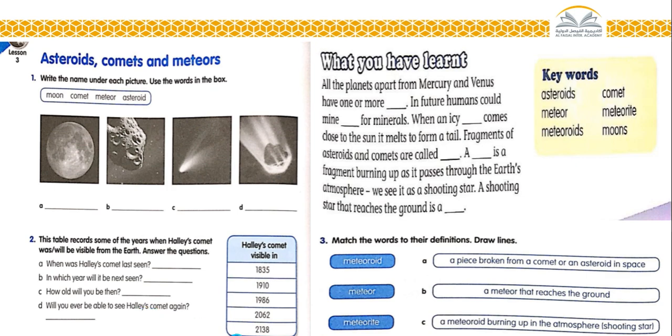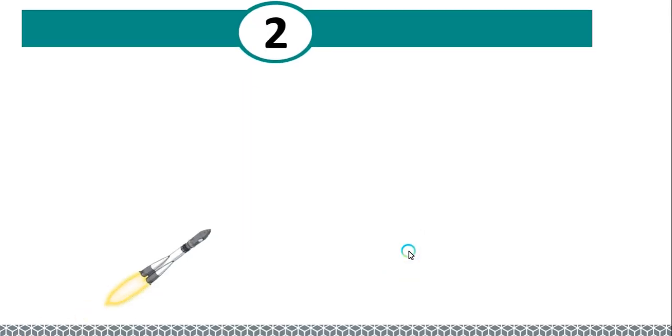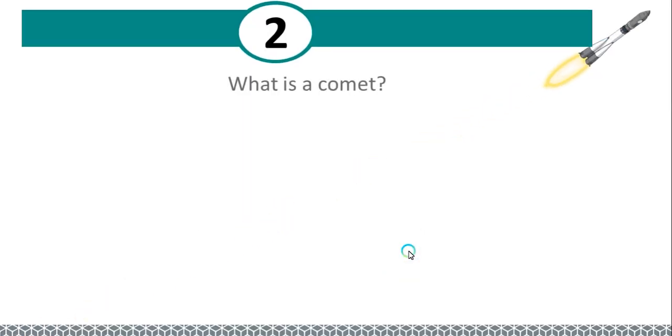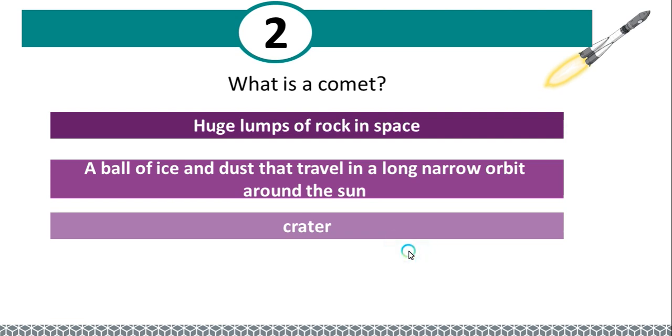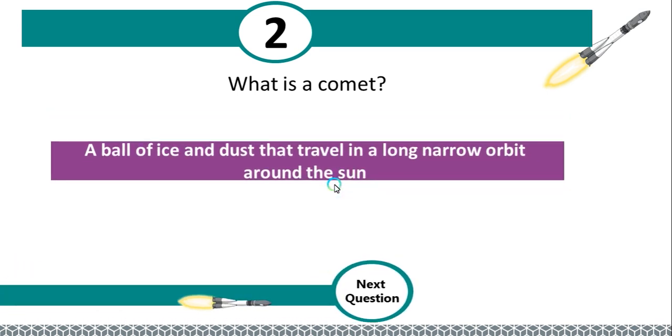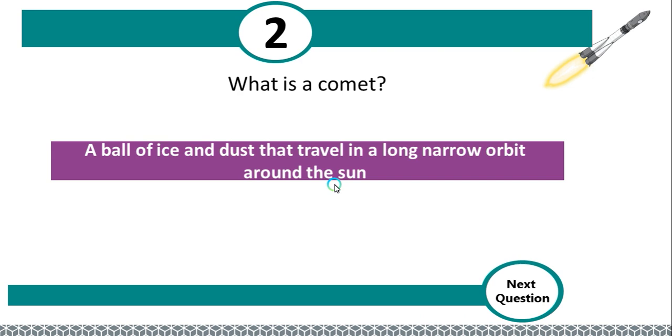Okay, now let's go to question 3. You match the words to their definitions: meteoroid, meteor, and meteorite. All right. So let's go back to our question time. What is a comet? Huge lumps of rock in space, a ball of ice and dust that travels in a long, narrow orbit around the sun, or a crater? What is a comet? Good job! It's a ball of ice and dust that travels in a long, narrow orbit around the sun.